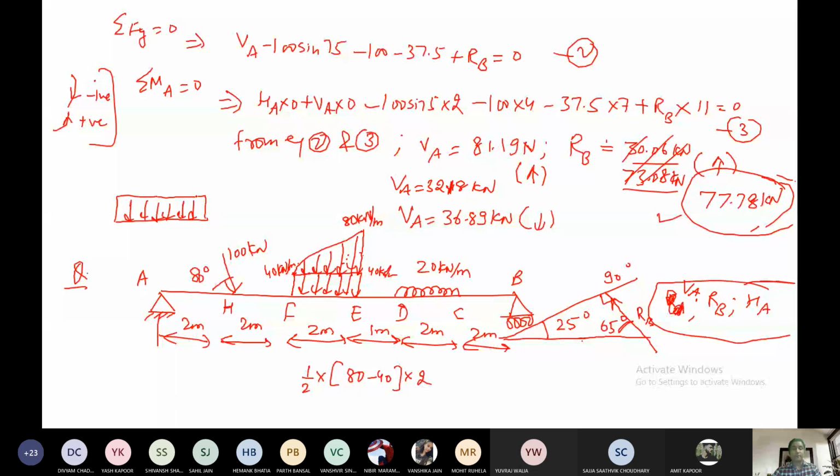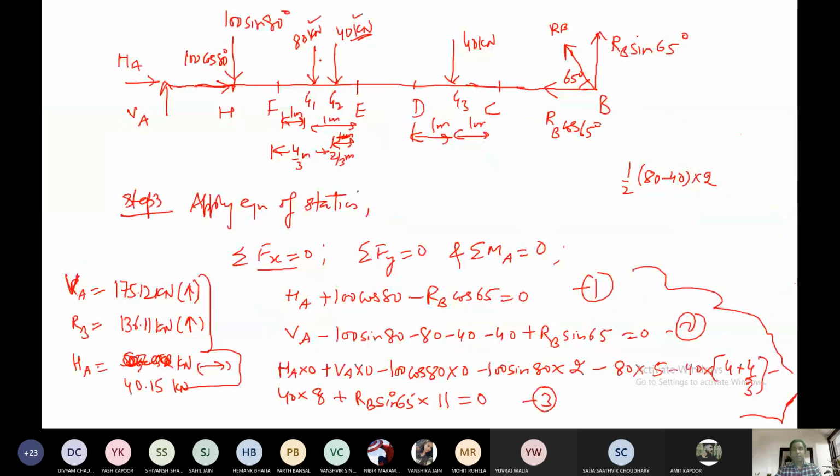This is a figure like that. Here it is 40 kilonewton per meter. So you can easily write 40 into this distance, which is 2 meter. So this will be 80 kilonewton. That first figure, you can see the first force ability is clear to you. Yes, sir. Okay.